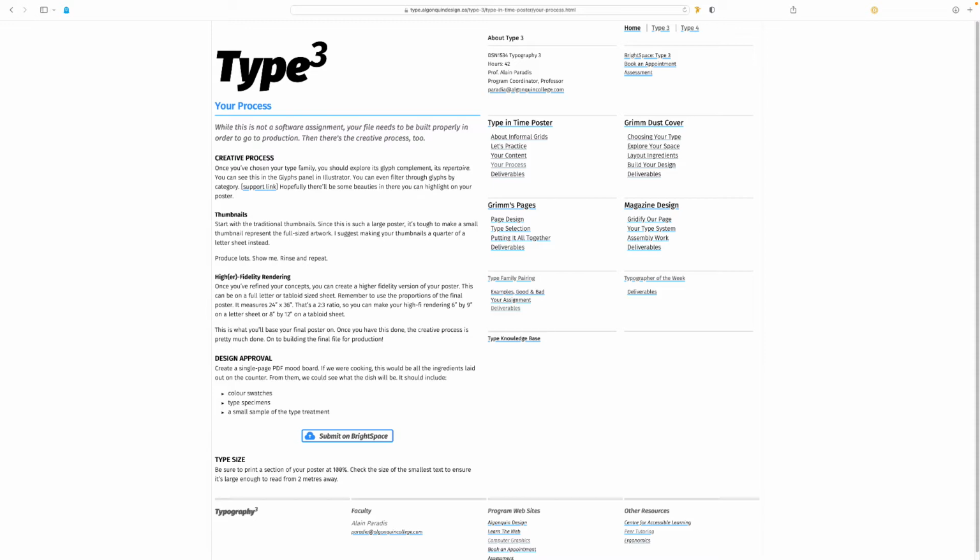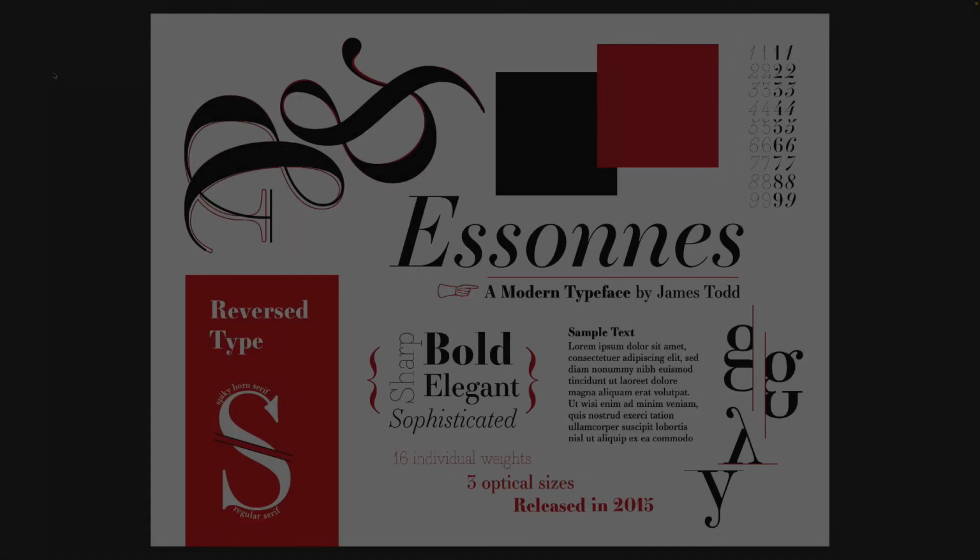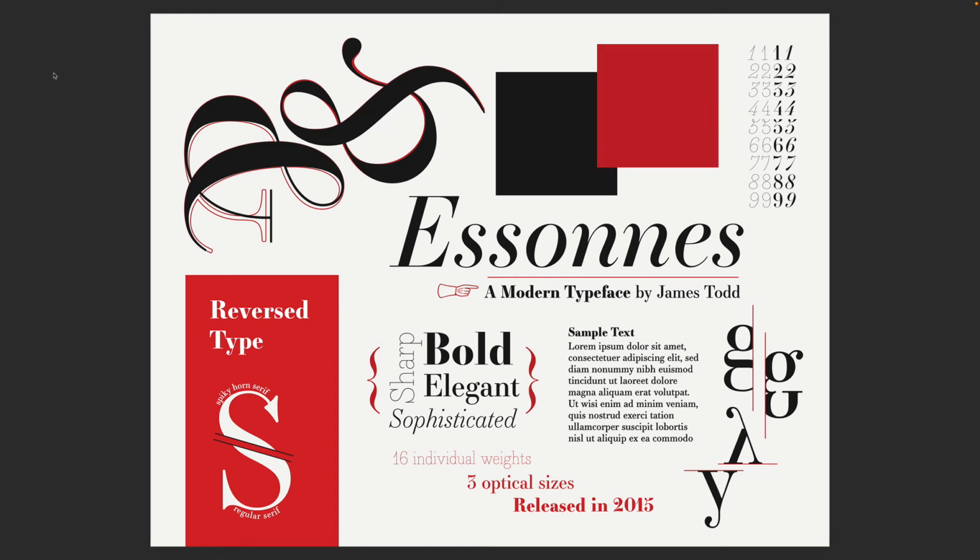So let's look at some examples. This is a really strong mood board. They've mentioned the name of the typeface is Essones. I'm assuming that's how it's pronounced. They've written that it is in the modern category. I want you to include the category that the typeface is in on your mood board, and include the typographer's name or names. Aside from that, you're going to include the colors you're going to use.